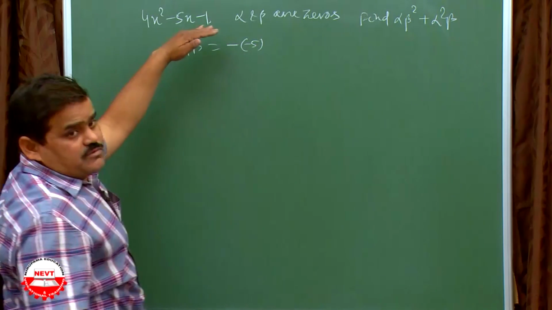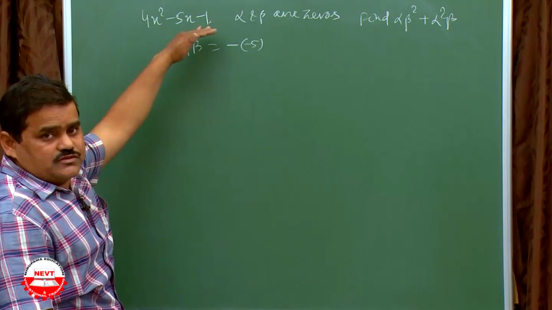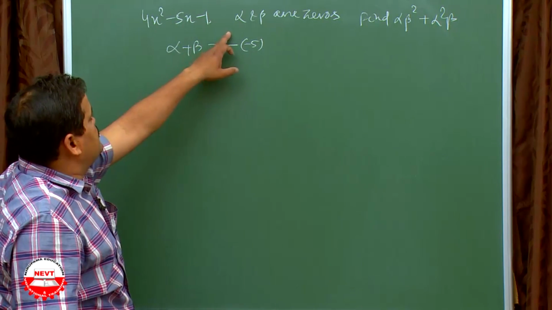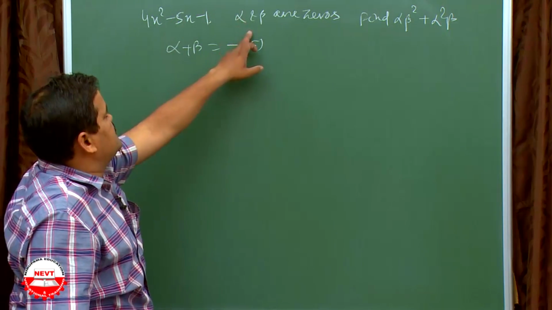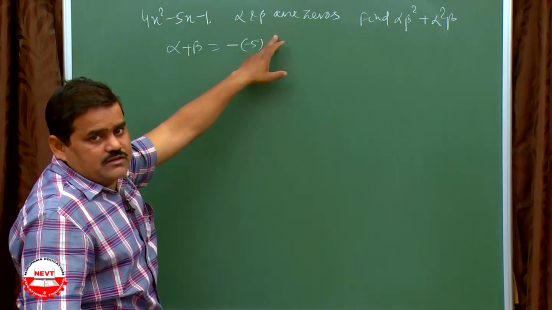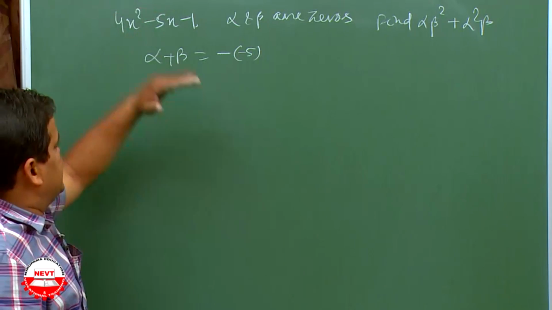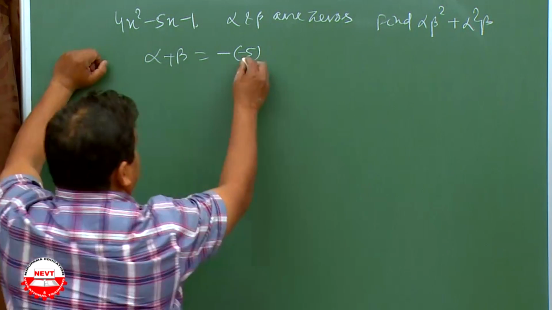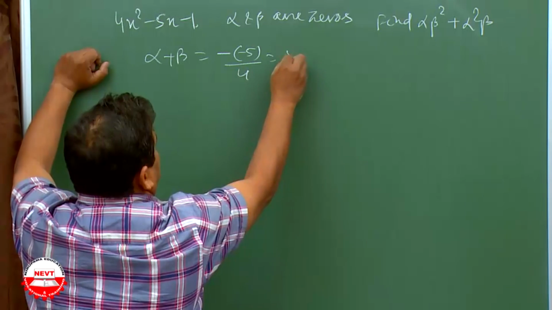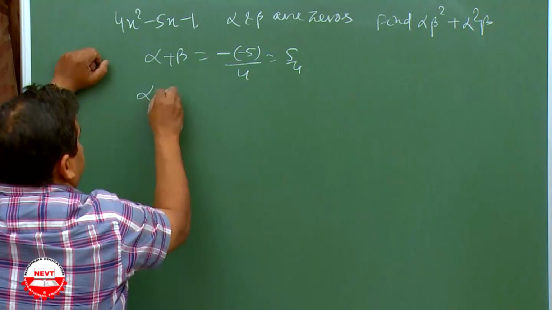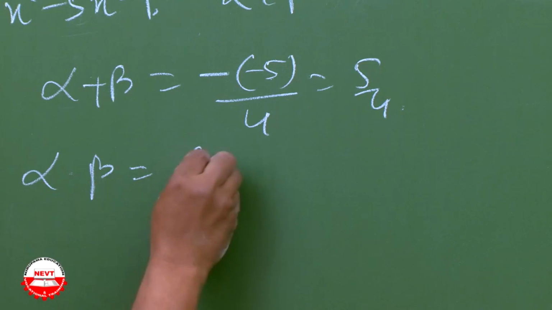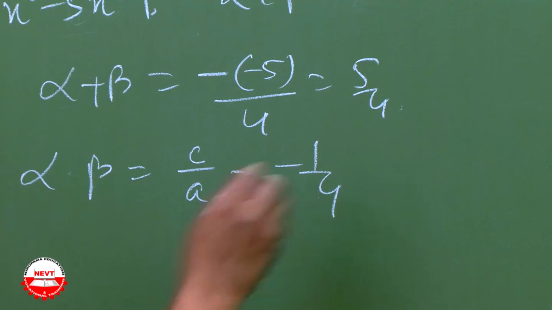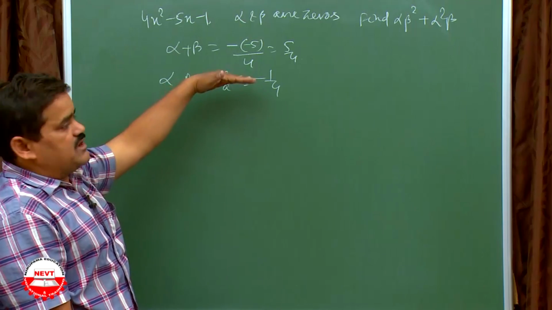Actually, when you solve this type of question, it will come as a 3 mark question. So first write a is equal to 4, b is equal to minus 5, c is equal to minus 1. This carries 1 mark. After that, proceed forward. Alpha plus beta is equal to minus b by a, means 5 by 4. What is alpha into beta? c by a, means minus 1 by 4. This also carries another 1 mark.